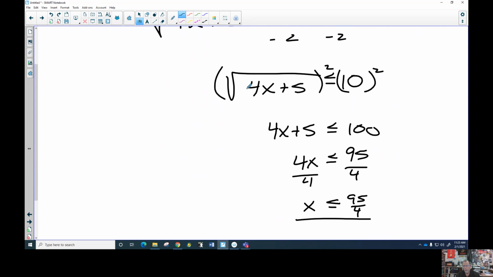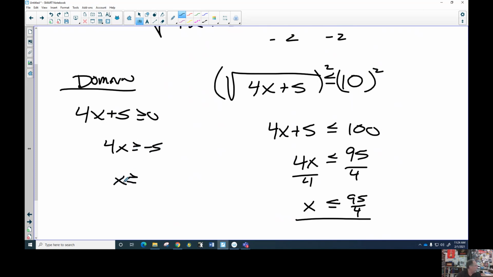Now I'm going to look at my radical. I got to have 4x plus 5. Again, this is my domain. What x's can I use? So this has to be greater than or equal to 0. So we get 4x is greater than or equal to negative 5. That makes x greater than or equal to negative 5/4.